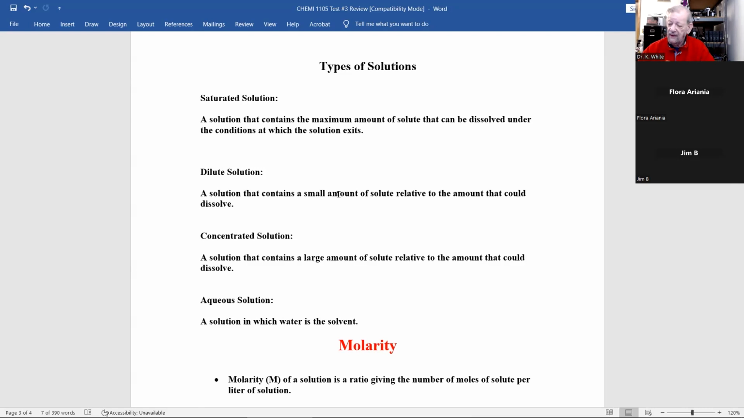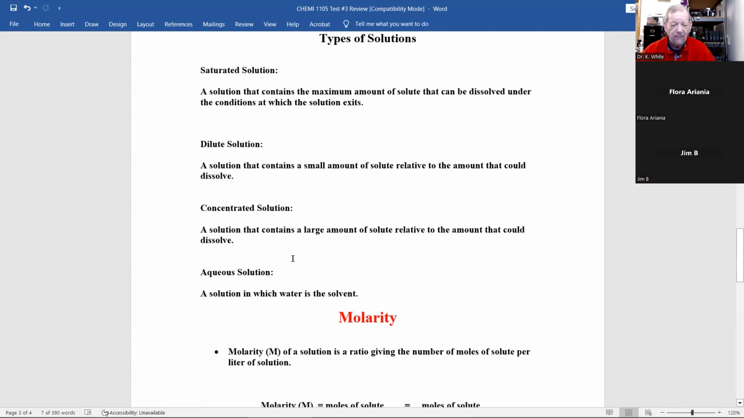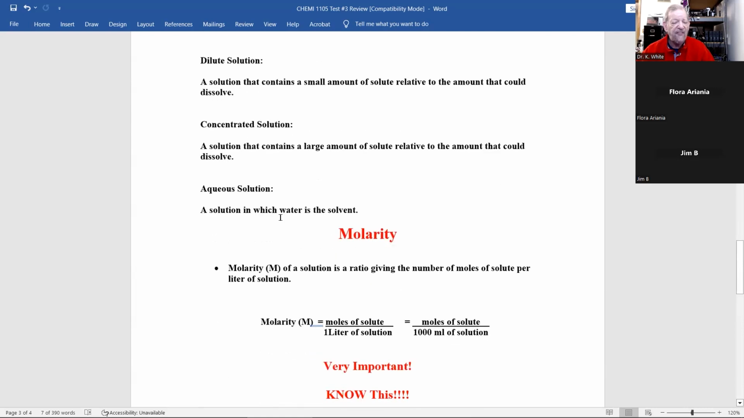Now, a concentrated solution contains a large amount of solute relative to the amount that could dissolve. And finally, the most important, an aqueous solution is a solution in which water is the solvent. And I'll show later on, it's designated by bracket AQ, close bracket.